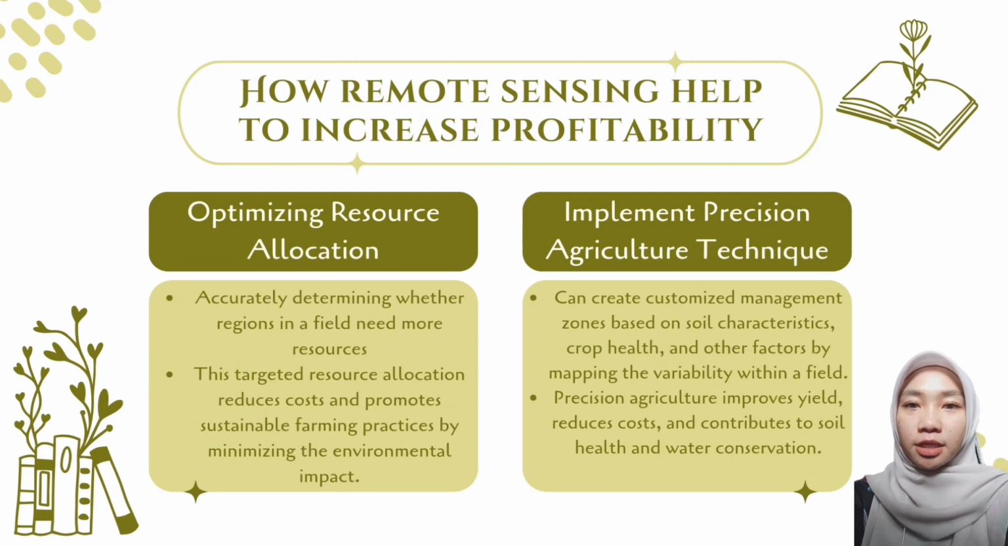The second one is that remote sensing enables agricultural organizations to implement precision agriculture techniques. Agricultural organizations can create customized management zones based on soil characteristics, crop health, and other factors by mapping the variability within a field. This allows site-specific applications of inputs such as fertilizer and pesticide, optimizing their use and minimizing potential runoff or leaching. Precision agriculture improves yield, reduces costs, and contributes to soil health and water conservation.